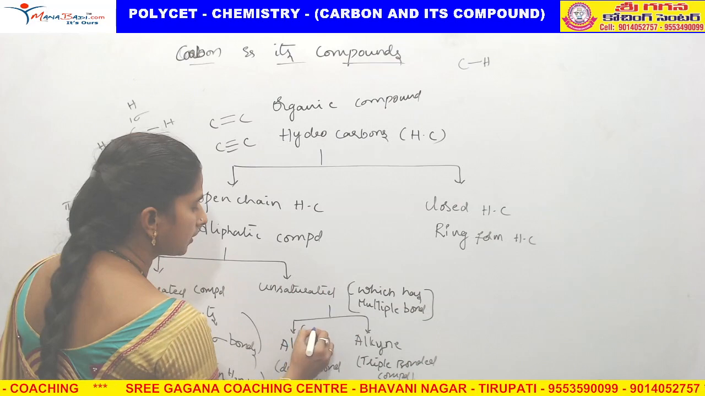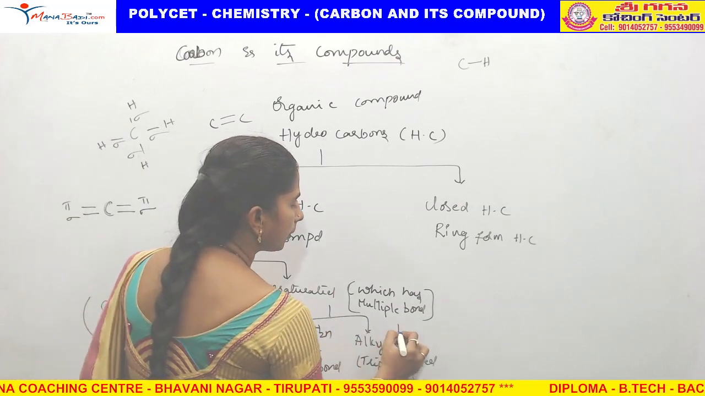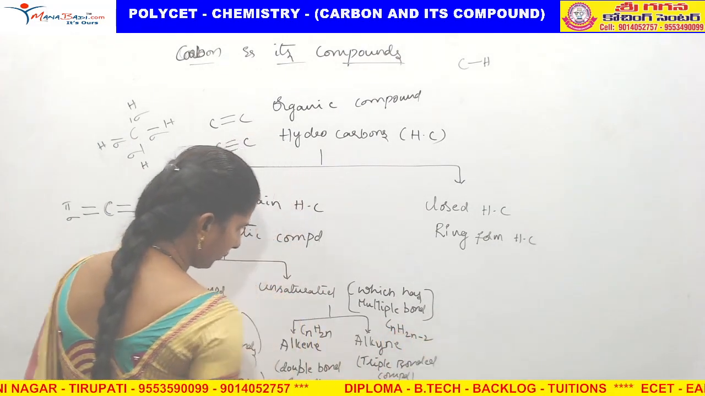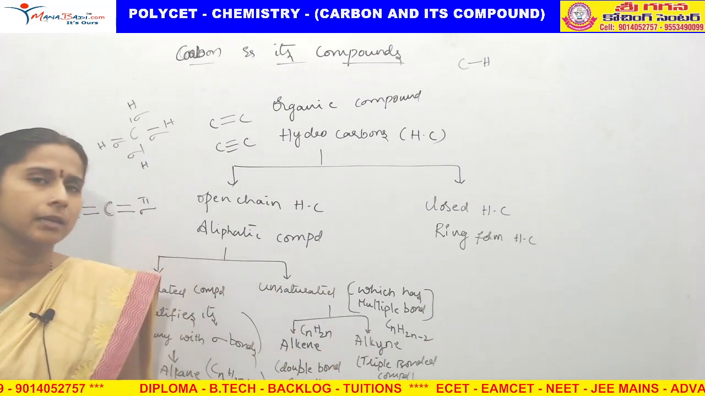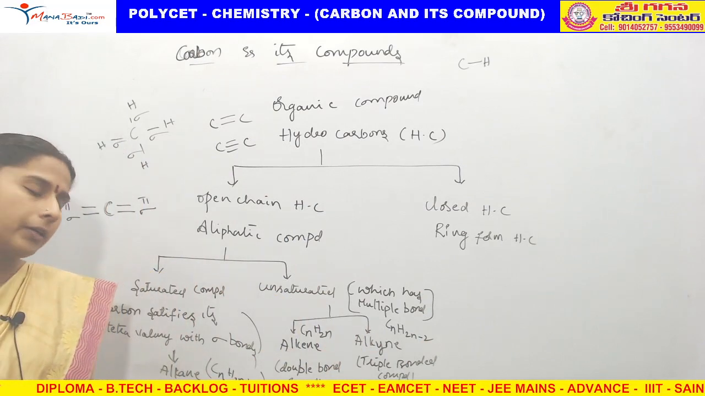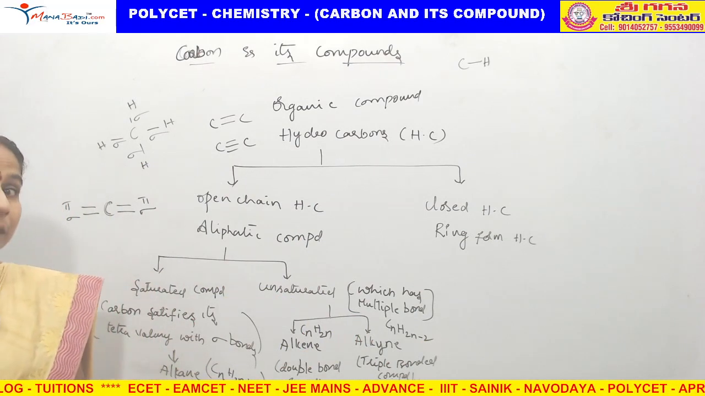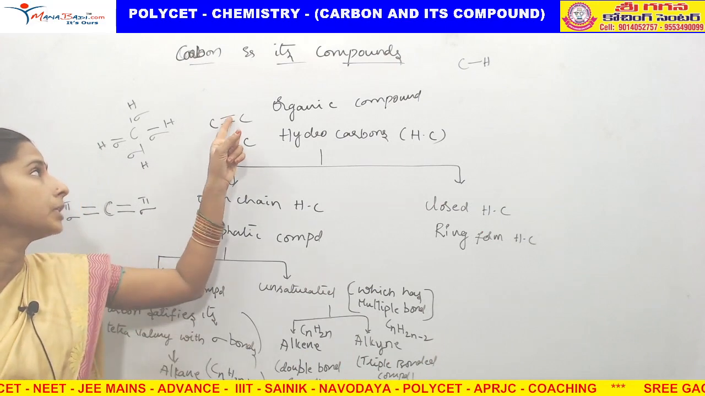The general formula is CnH2n. The triple bonded compound is CnH2n minus 2. If you observe, the number of hydrogens are decreasing from alkane to alkyne, which means the number of bonds is increasing, due to the formation of pi bonds.